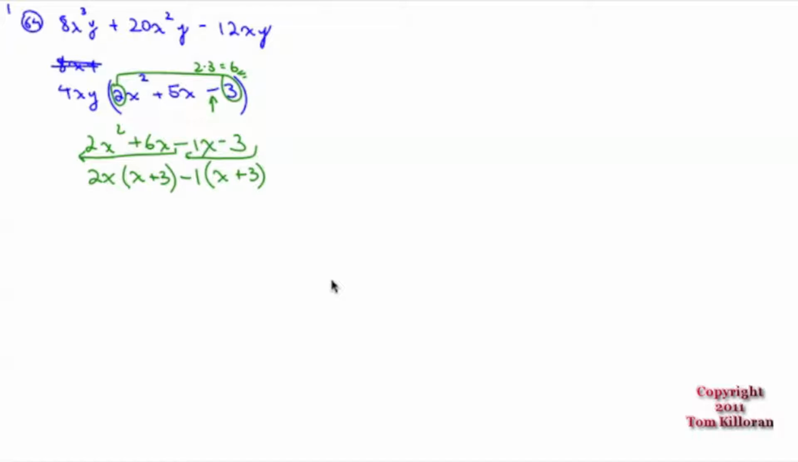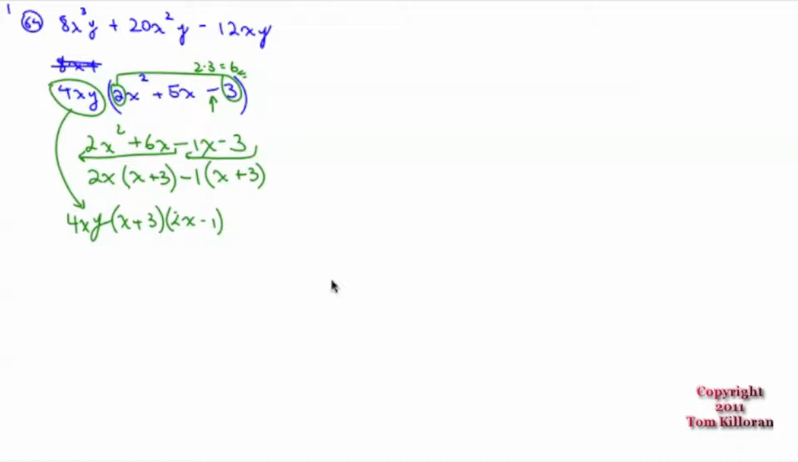What can I pull out here? x plus 3. Yank out the x plus 3 and leave behind 2x minus 1. Now don't forget that we pulled this out at the beginning, this 4xy. It does have to come back into the answer. And this is what we call completely factored. Broken down into as many little pieces as possible. All right.